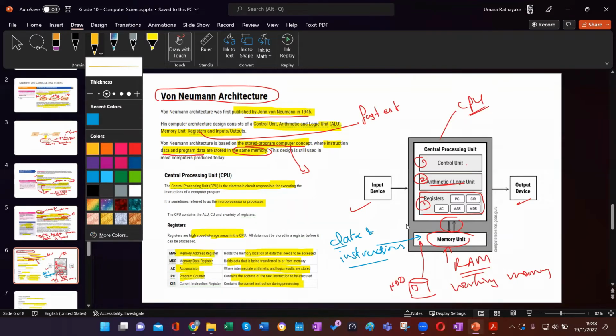Now, why did they bring cache? Cache was introduced much later, way after the stored program concept and the von Neumann architecture. Why did they come up with the memory called cache? Because compared to RAM, registers were really fast. Now we have two memories with considerably different speeds. Register is extremely fast. RAM is quite slow compared to register.